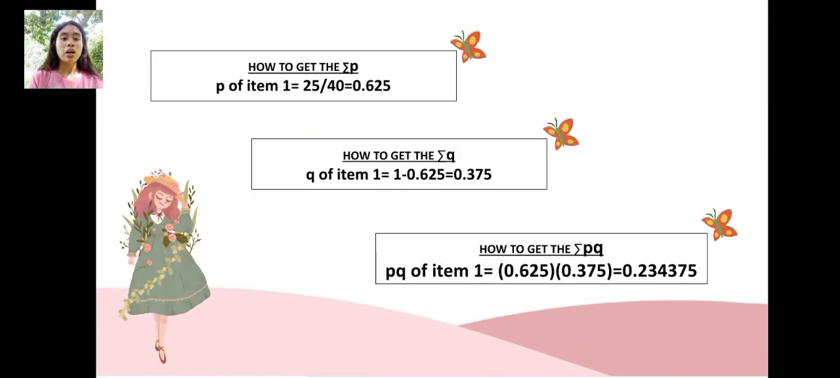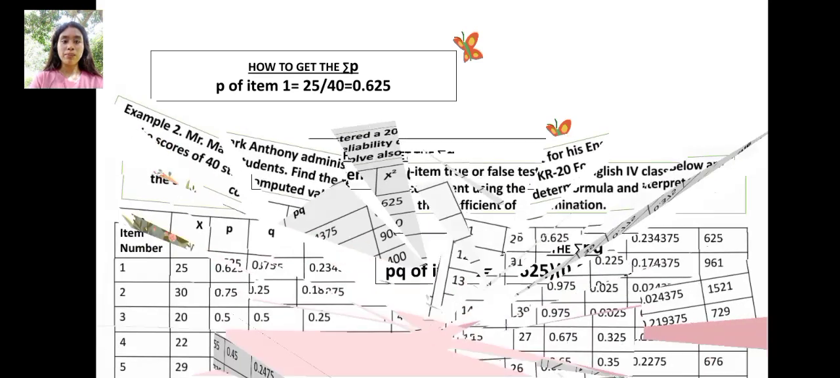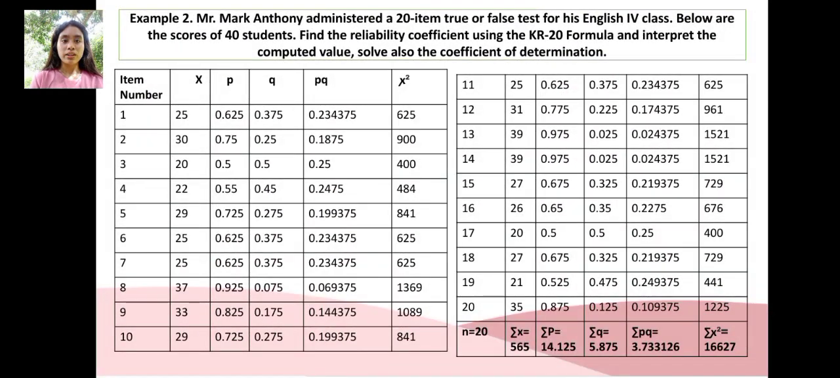Okay, so the summation of Q of item 1 is equal to 1 minus 0.625, which is equal to 0.375. So, balik ta sa table. Okay? The proportion of item number 1 is 0.625. So all we need to do is 1 minus 0.625 is equal to 0.375.